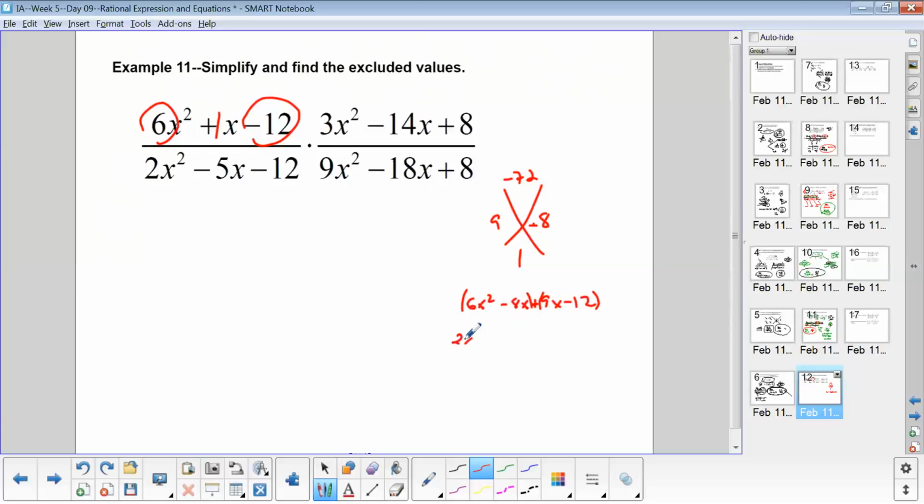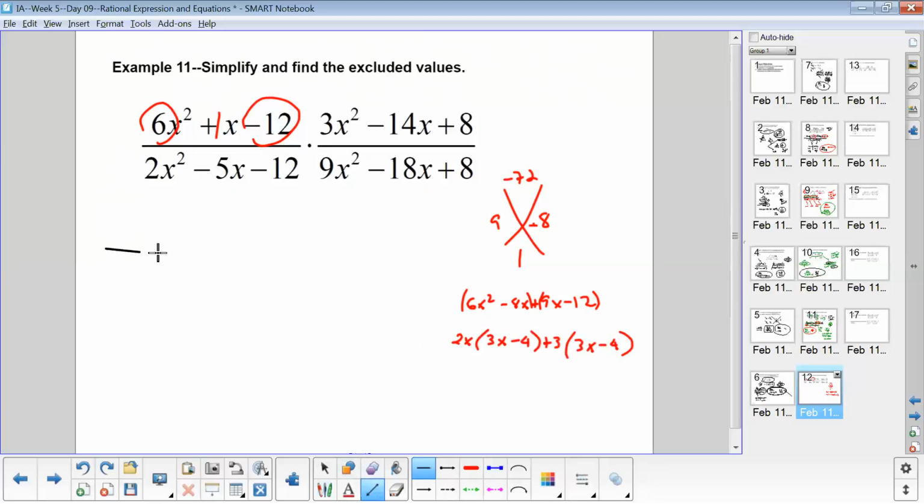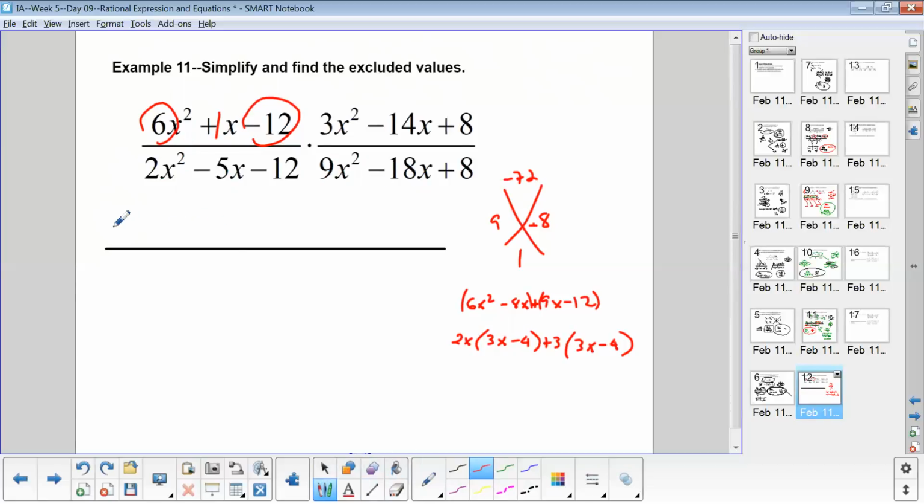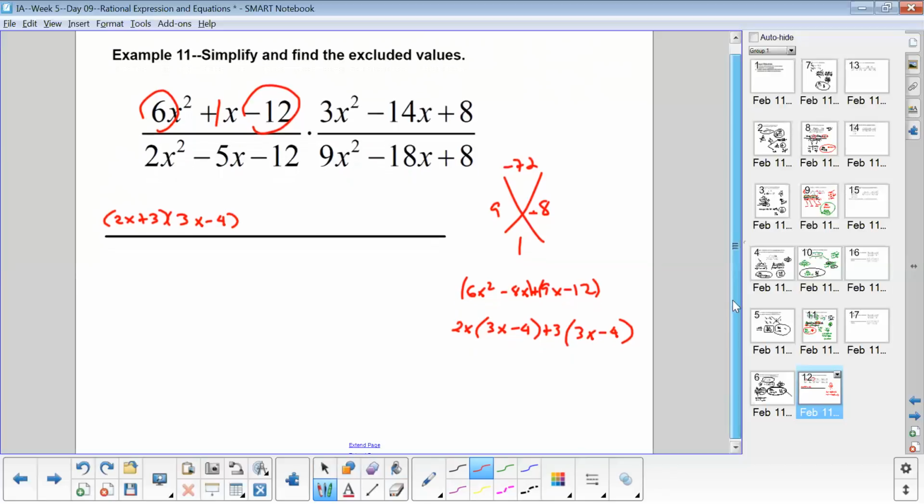So this will be 2x. So that'll be 3x minus 4. 9x and 12 would be 3. So that'll be 3x minus 4. So the top part of this rational expression will be 2x plus 3 and 3x minus 4. So that's coming from here, and that's factoring this expression, or that trinomial.